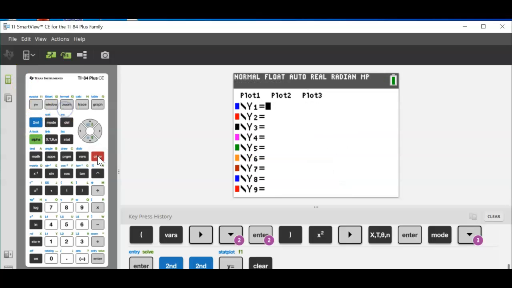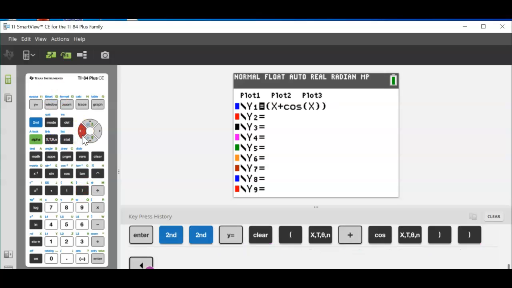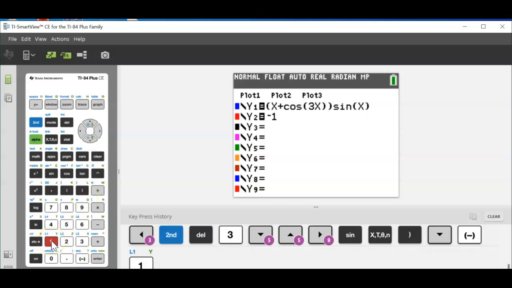Y equals, let's clear that out of there. And so we're going to have theta plus cosine 3 theta. Oops, I didn't get the 3, did I? Well, let's see. No, what is it doing? It's not registering my fingers. X plus cosine 3x. There we go. That's the function, and then we need to multiply that by the sine of theta, right? So it's r sine theta. There's the r value. Then I need sine of theta. There we go. And then we need this to be -1. Let's go.